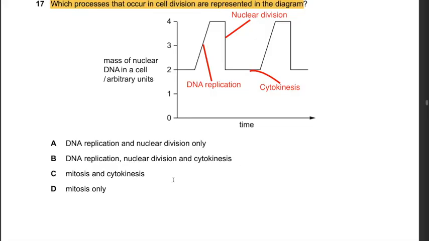And cytokinesis does occur, because after nuclear division, which is marked over here, there will be a time where the cell divides into two daughter cells, and that time is shown by the mass of nuclear DNA in a cell being constant as the time proceeds. Therefore, that is cytokinesis. Hence, the answer is B. DNA replication is shown, nuclear division is shown as the mass of nuclear DNA decreases, and then cytokinesis is shown due to its constant mass as the time proceeds.